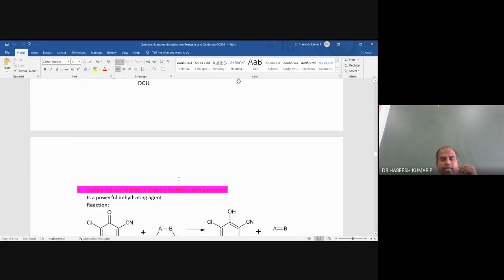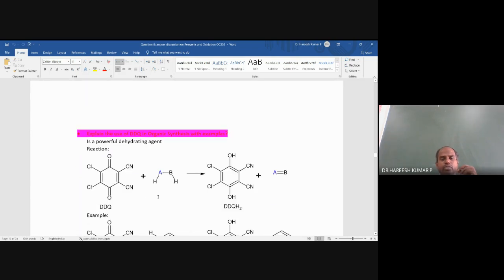Then I will take up DDQ. So this is the general reaction. This compound is called DDQ. What is DDQ? Dichlorodicyanobenzoquinone is DDQ. What is its role? Its role is removal of hydrogen. Removal of hydrogen is called dehydrogenation.